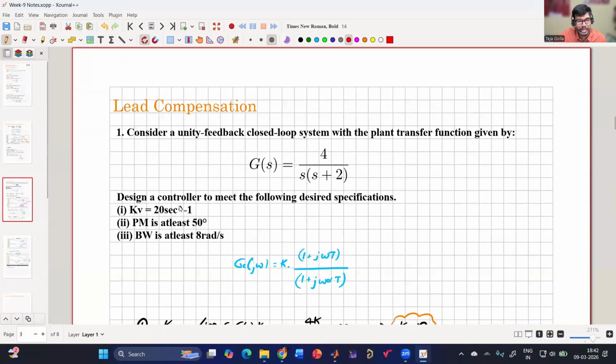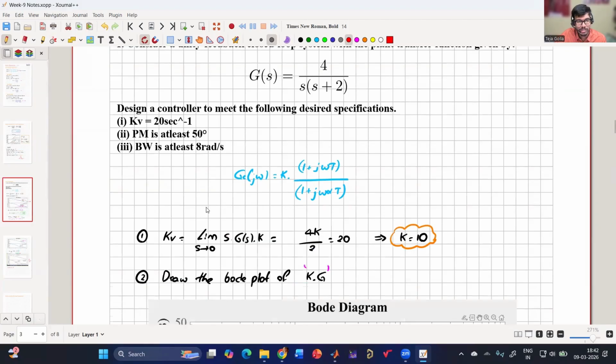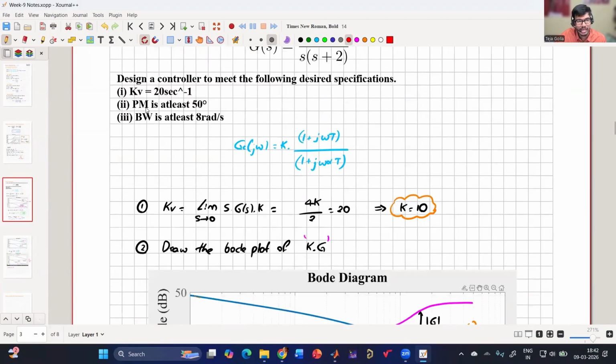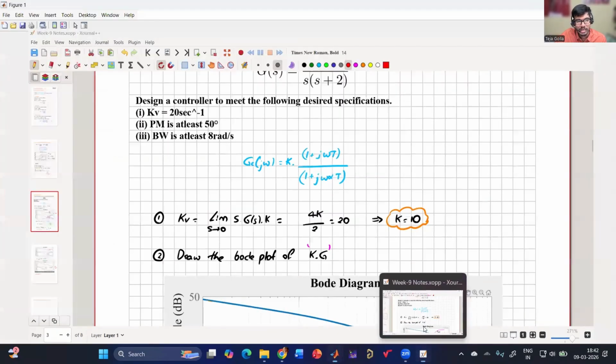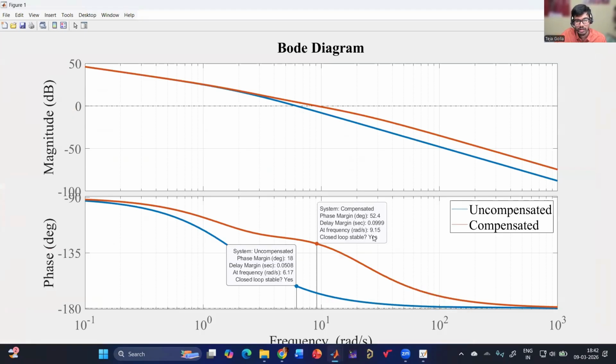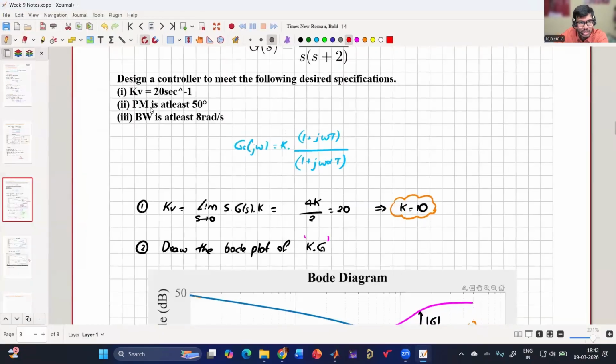So if you go back, my design criteria says Kv is 20 second inverse. From there, I have calculated the gain K, and my phase margin should be at least 50 degrees. So it is 50 degrees, and gain crossover frequency is 9 radians per second. Now, if you plot the closed loop transfer function, it will be slightly more than what sir has mentioned. So it is also meeting.